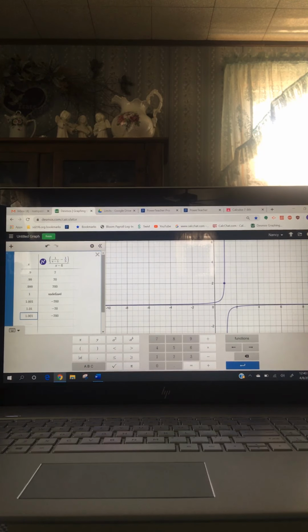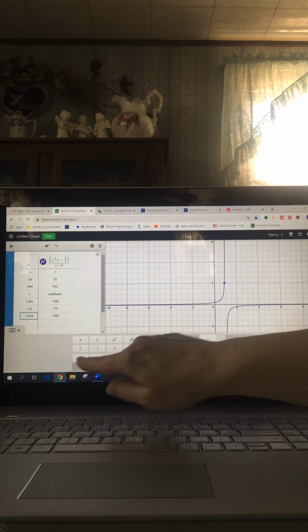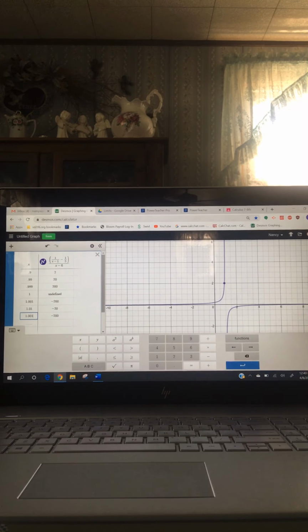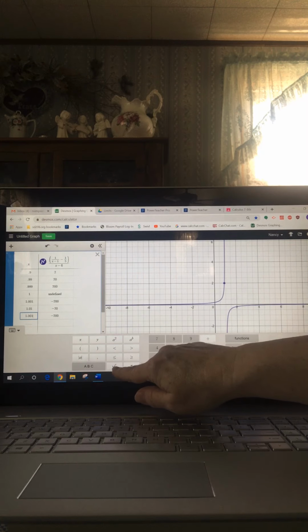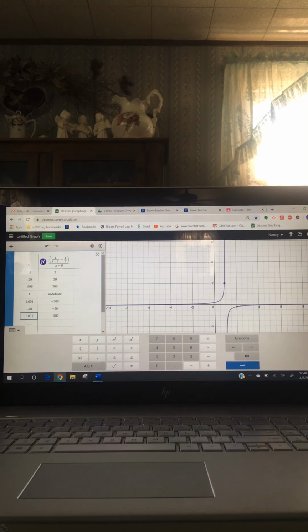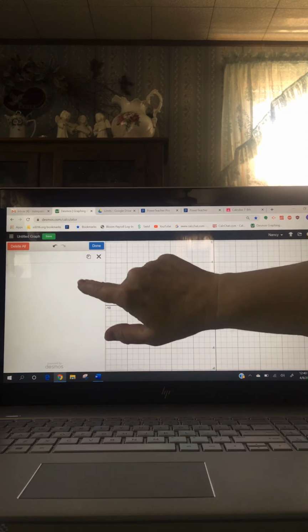Now, you're going to have some problems on the worksheet that are going to require that you use absolute value. And I just want to show you there is an absolute value key here. And there is one that has you type in a square root. That's your square root key on this. But I want to do one more problem.